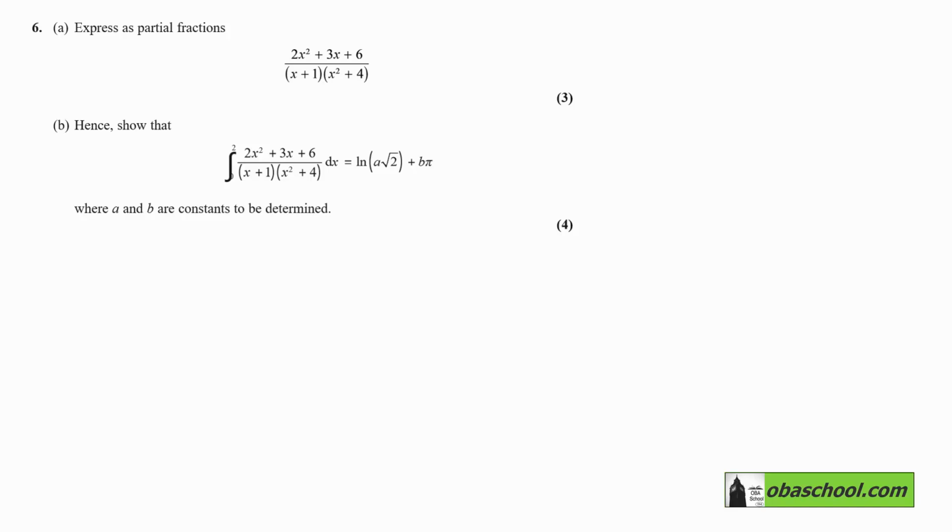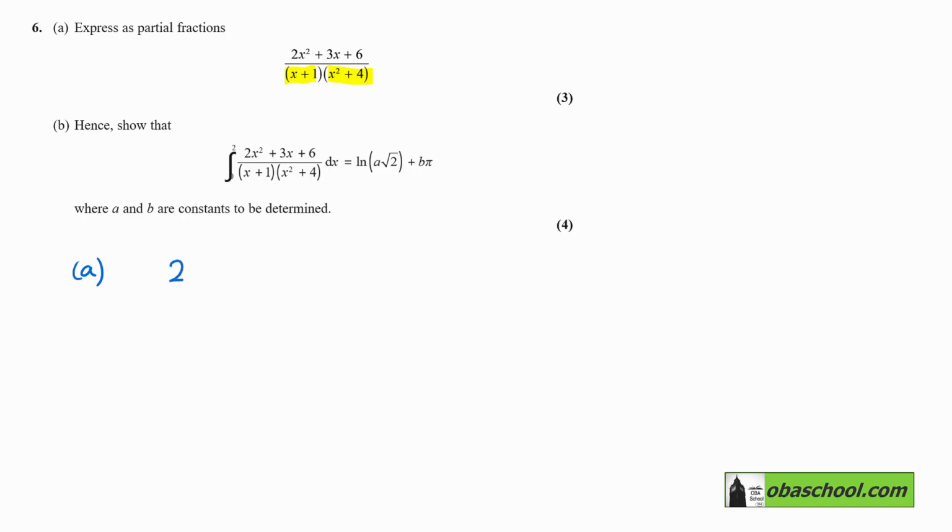Express as partial fractions 2x squared plus 3x plus 6 over (x plus 1)(x squared plus 4). So let's start with that. We need to use the correct form for the linear factor and for the quadratic factor.